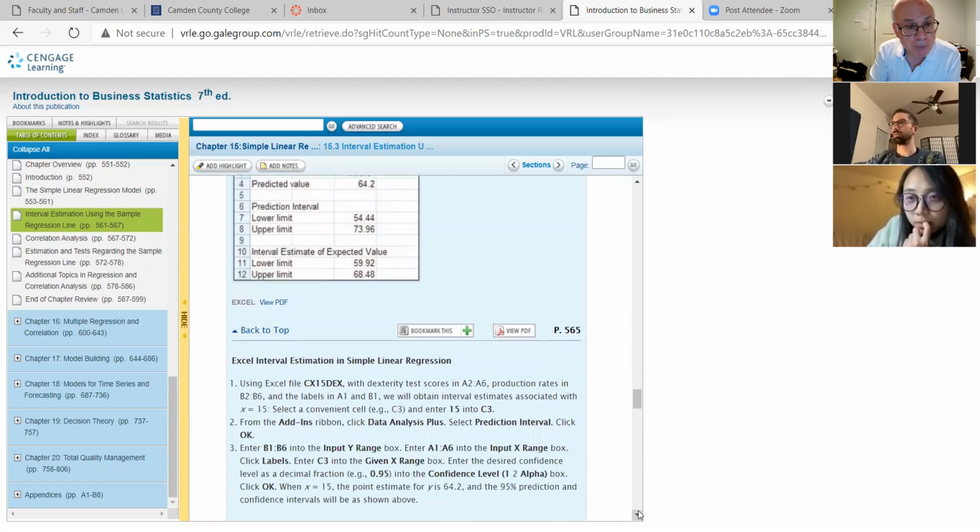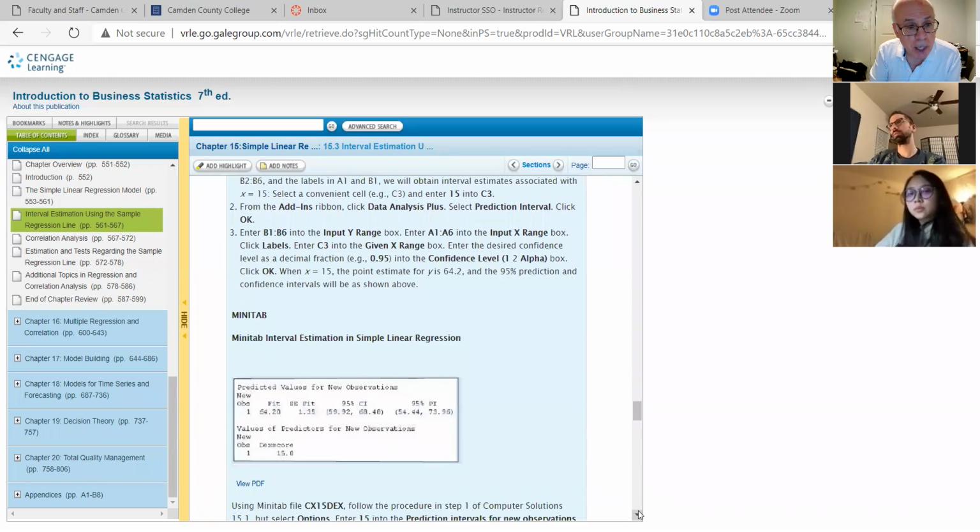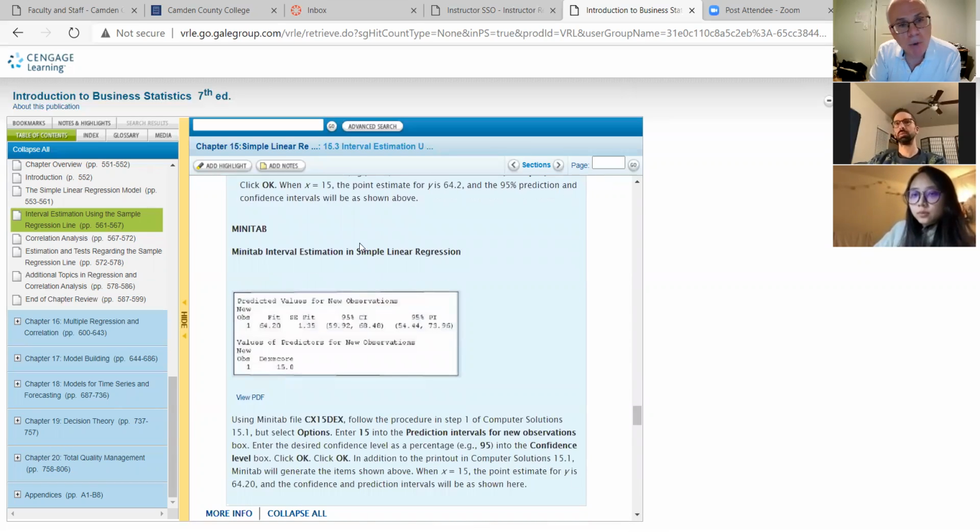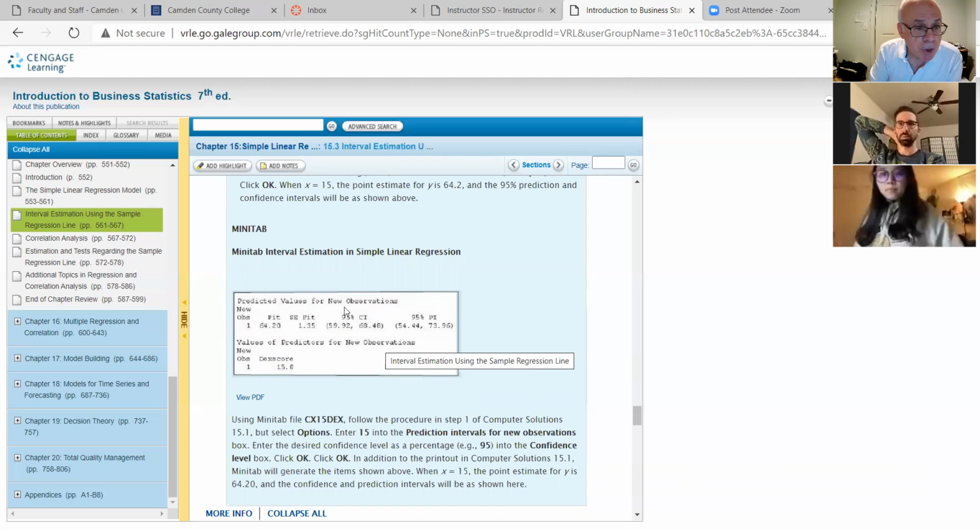So I think they do it. Well, Minitab will give you an overall confidence interval for the beta, right? That's what it's doing here. Although it does say predicted values for new observations. So you can create new X's in your data set, it looks like, and based on that X, you can come up with the confidence intervals and the prediction intervals.